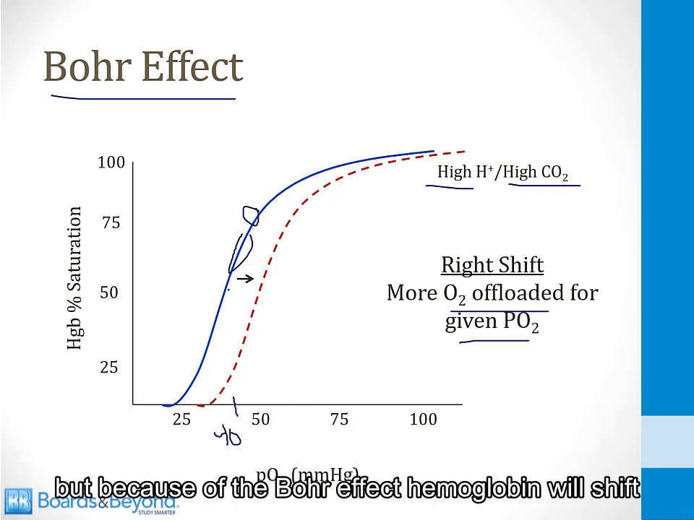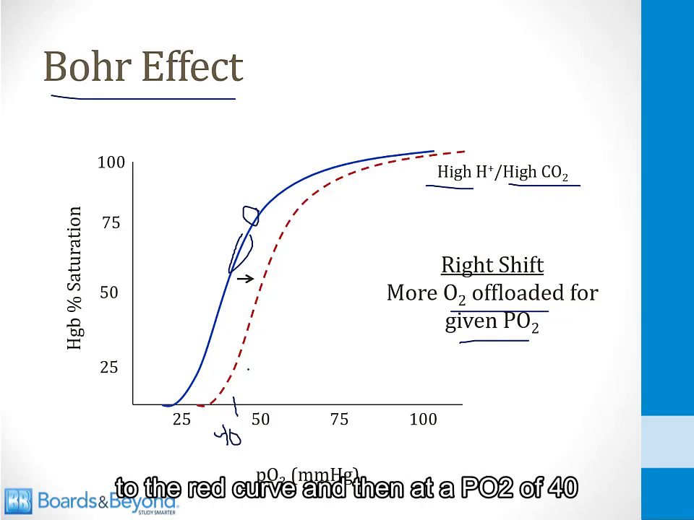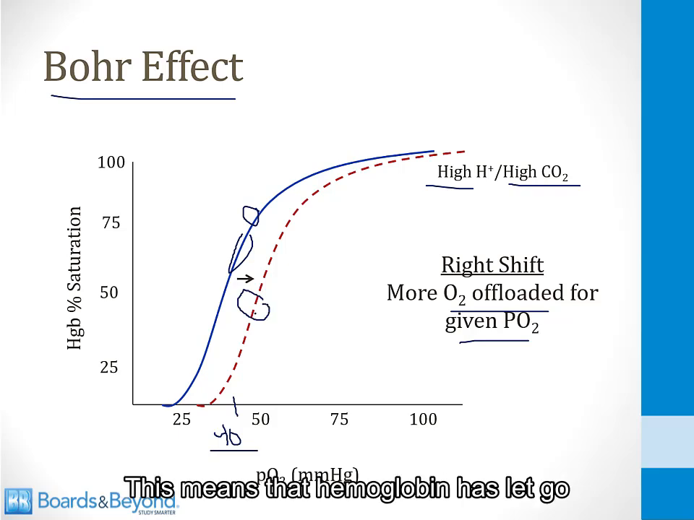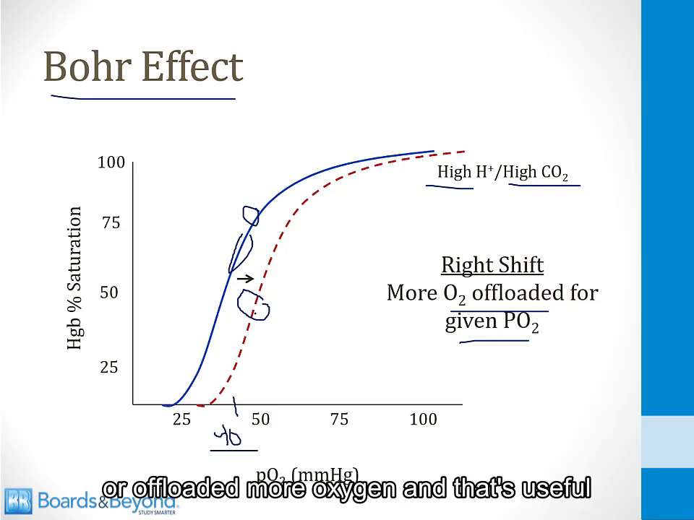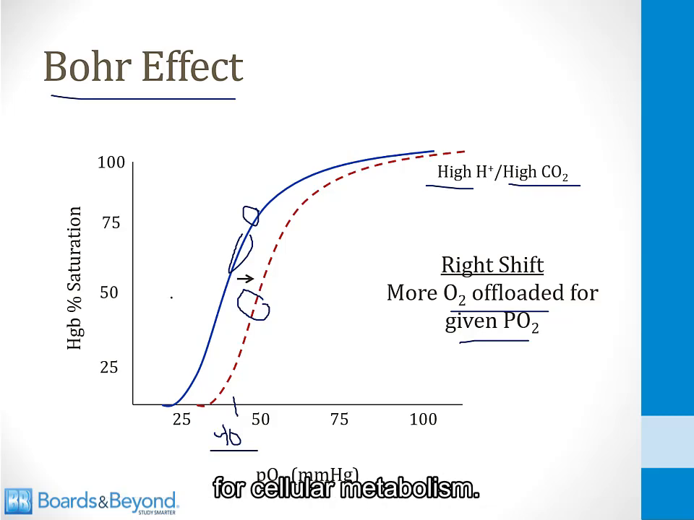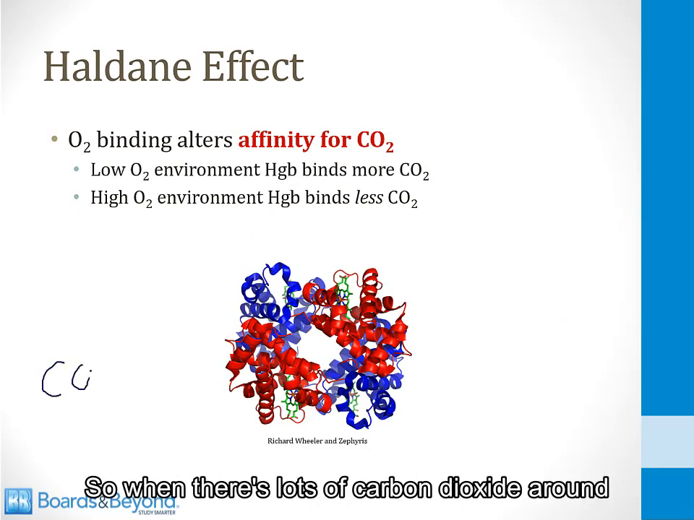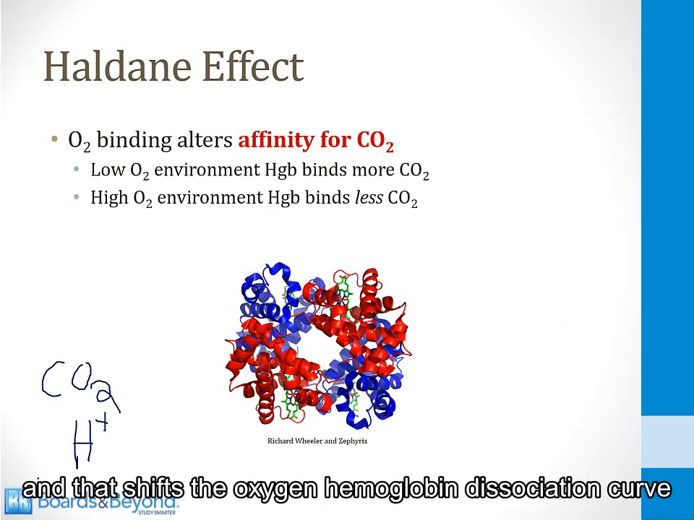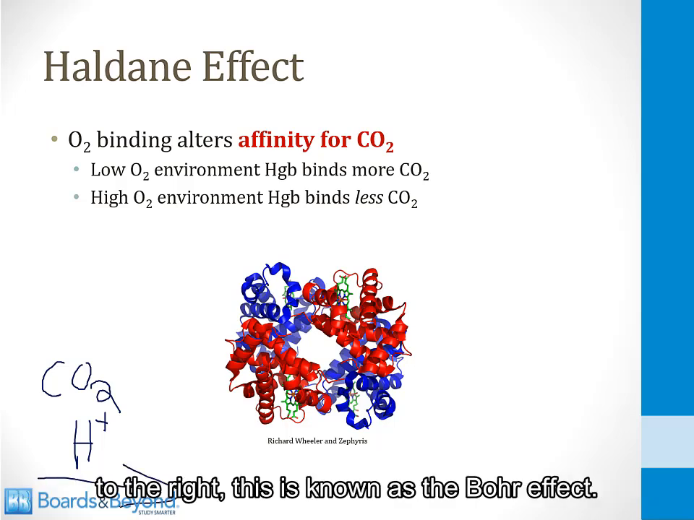But because of the Bohr effect, hemoglobin will shift to the red curve, and then at a PO2 of 40 in the tissues will be about 50% saturated. This means that hemoglobin has let go or offloaded more oxygen, and that's useful for cellular metabolism. So when there's lots of carbon dioxide around, that leads to the generation of protons inside of red cells, and that shifts the oxygen hemoglobin dissociation curve to the right. This is known as the Bohr effect.